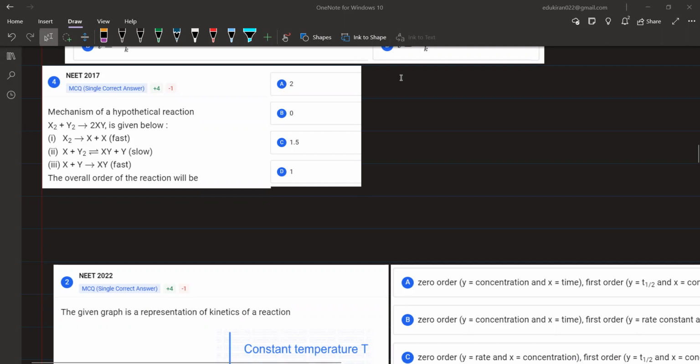Okay, Arpit has given me an answer. I will give you one more minute, guys. ठीक है, rate determining step कौन सा होता है? You have to answer it from that perspective. ठीक है, take one more minute and then I will explain it.